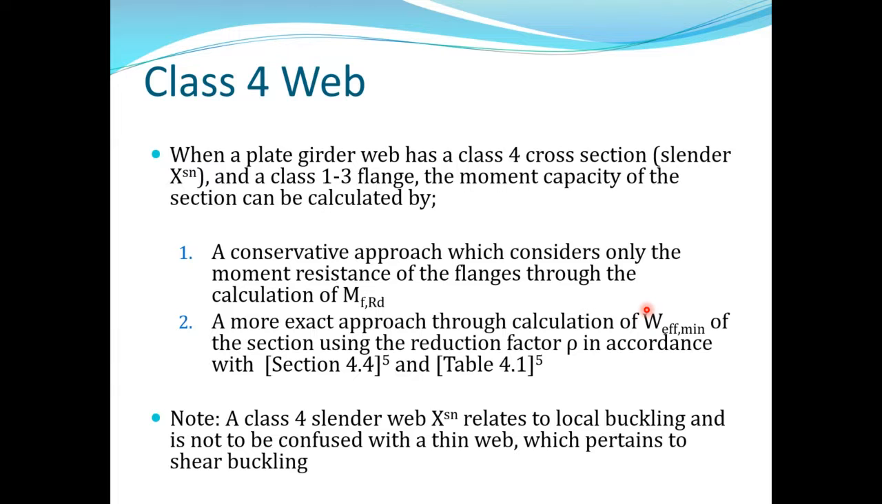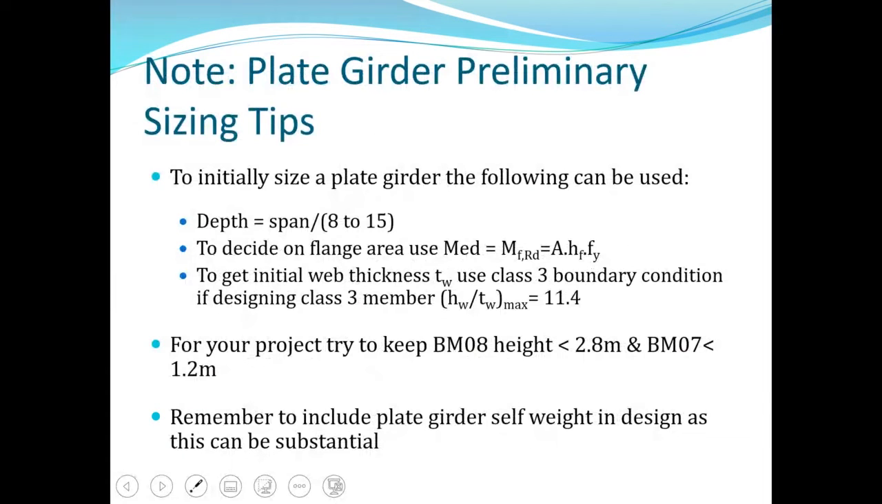Okay, so note a class 4 slender web relates to local buckling and is not to be confused with a thin web. A thin web is when we look at the height of the web divided by the thickness of the web, and we check it for shear buckling. This is local buckling, where we're classifying the web as class 4 according to table 5.2 in Eurocode 3 part 1-1. So that's one thing to watch out for.